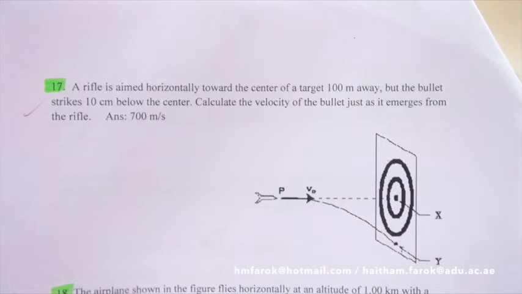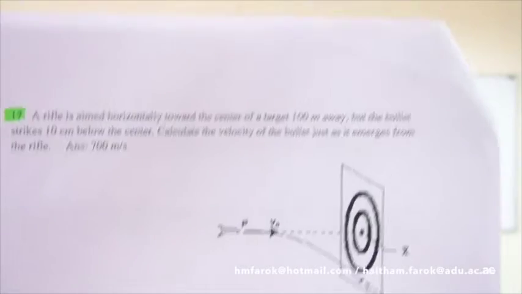The question says, a rifle is aimed horizontally towards the center of a target 100 meters away. But the bullet strikes 10 centimeters below the center. Calculate the velocity of the bullet just as it emerges from the rifle. As it emerges from the rifle.